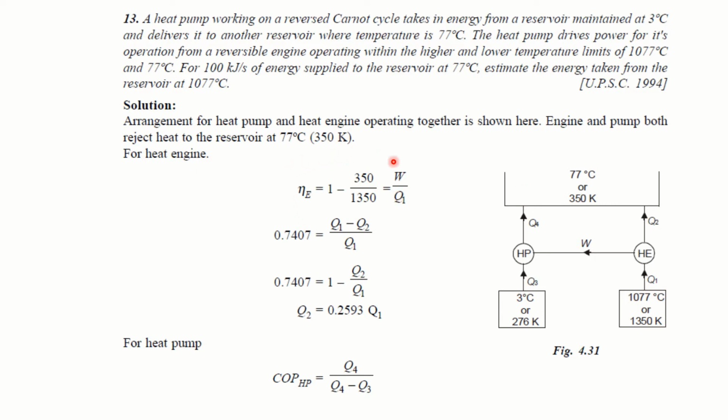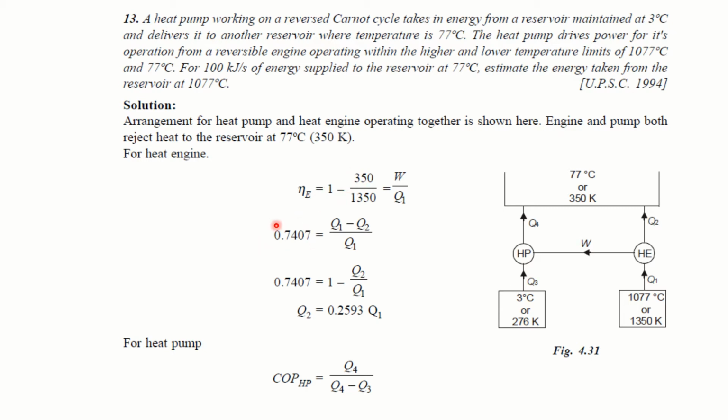What is the efficiency of the heat engine? Two ways we can write. 1 minus T2 by T1 we can write. That is also equal to W by Q1. So the sink temperature is 350 K. Source temperature is 1350 K. That is equal to W by Q1. So you can get a value.